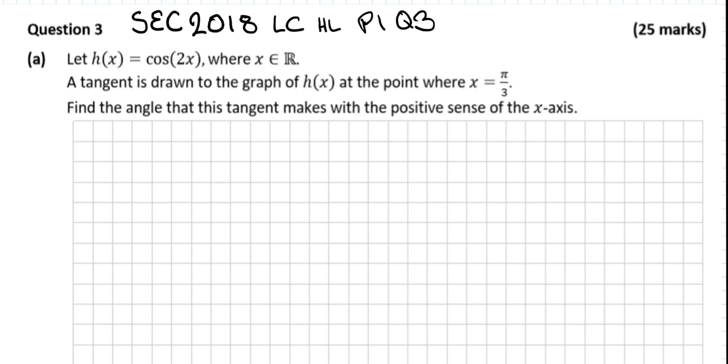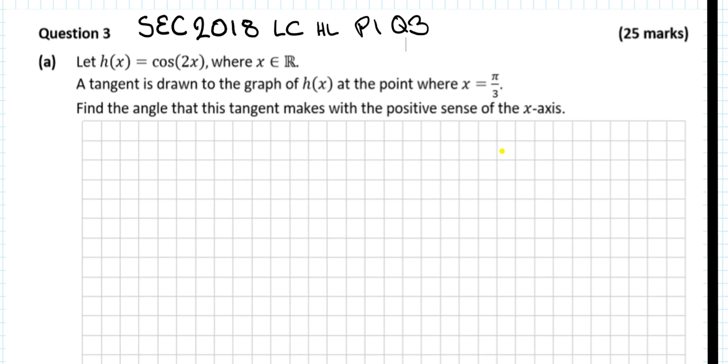So we're looking at SEC 2018 Even Cert Higher Level Maths Paper 1 Question 3. It said let h of x be cos 2x where x is an element of R. A tangent is drawn to the graph of h of x at the point where x is equal to pi over 3. Find the angle that this tangent makes with the positive sense of the x-axis.